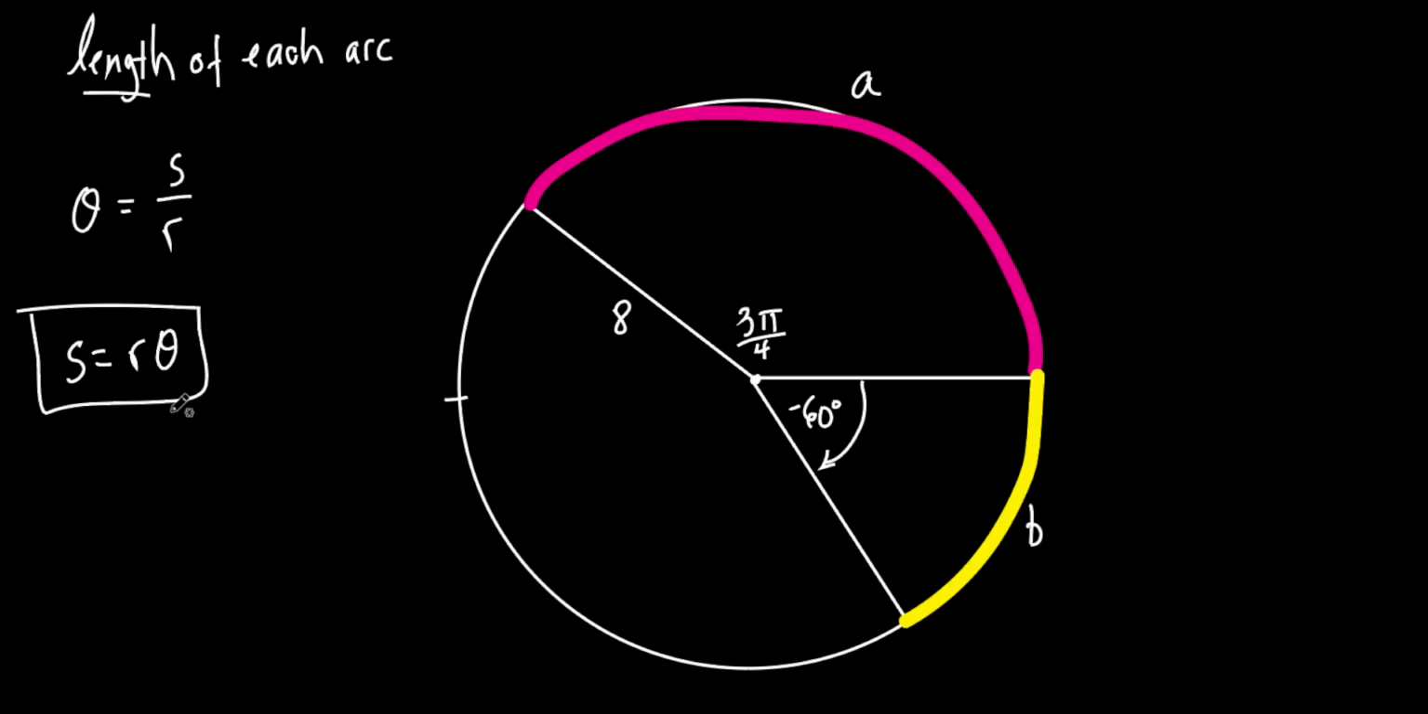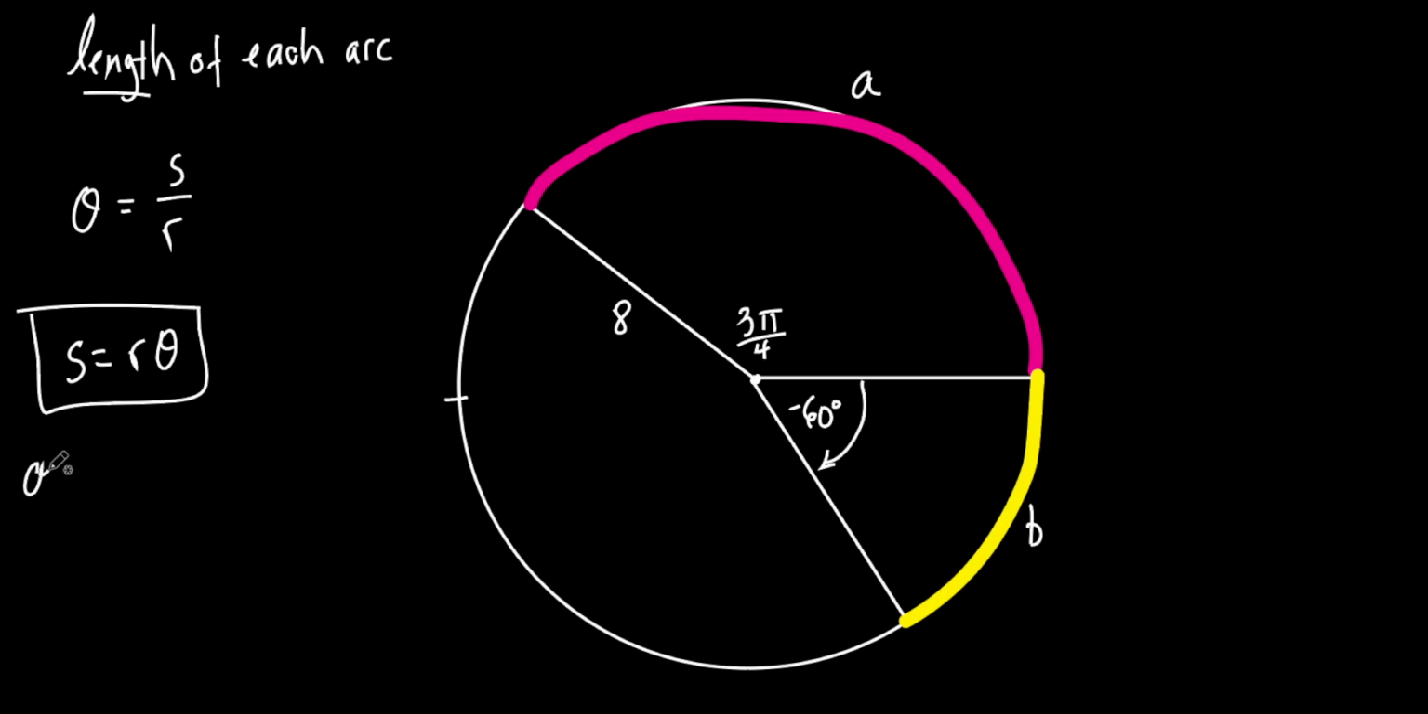Okay? So let's take a look. Let's use this little formula right here. This is what we're going to use. All right? Again, S represents the length of the arc. So if I want to find A, that's kind of the S, isn't it? Because A is the pink arc. I want to find out how long it is, not just the angle, all right? Because the angle would be 3 pi over 4. You could change it to degrees if you wanted to. I want to find out how long the arc actually is. So this is how we do it.